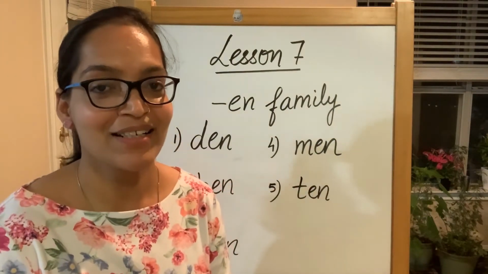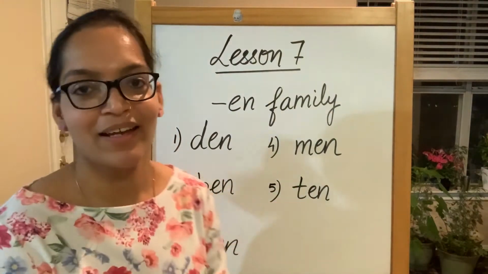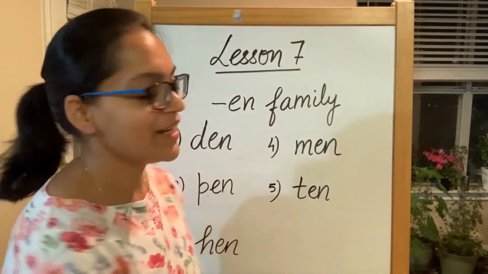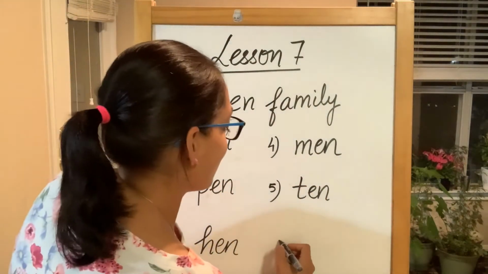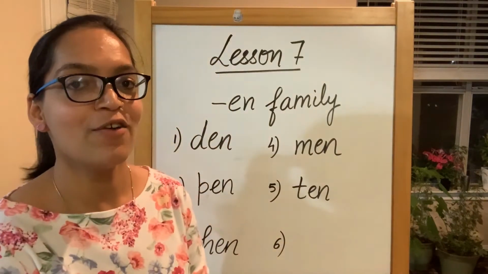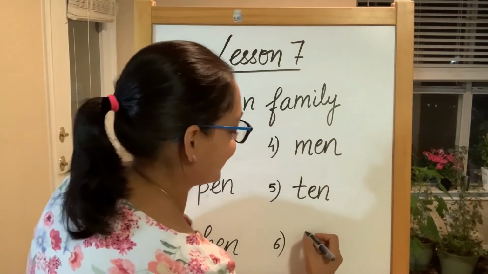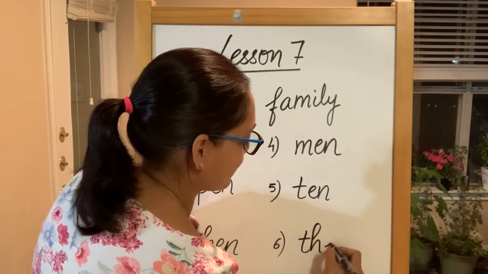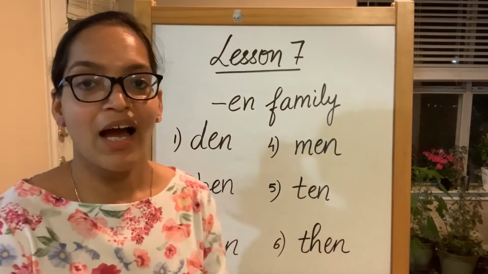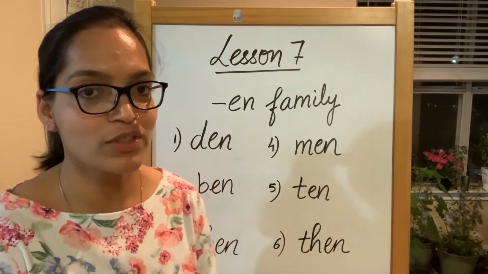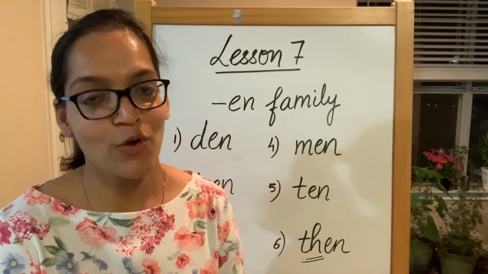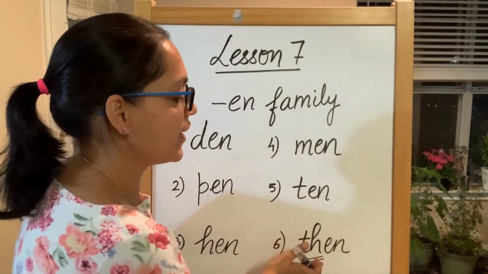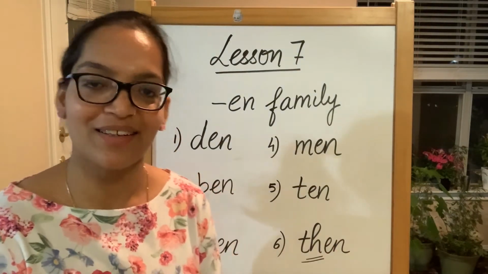Ten: T produced by T, E produced by E, and then N. Ten. I have ten fingers. I'm sure by now you know the sound of this. TH produces the sound of the, and with N it becomes then.